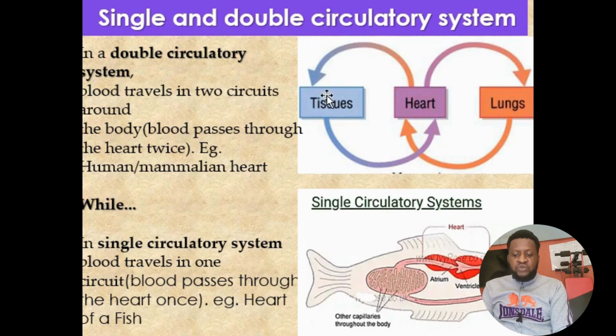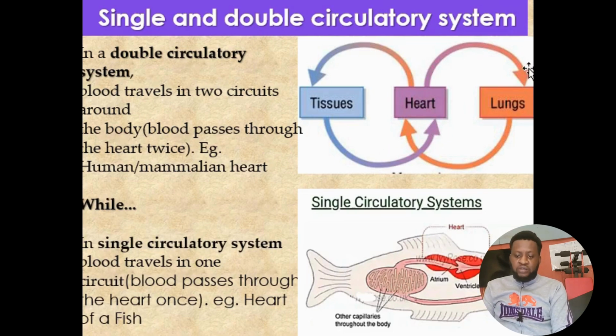Now when the body cells use up all the oxygen within the cell, they will send the blood back again to the heart. You can see the second time it's coming to the heart, and then the heart will pump it back to the lung.